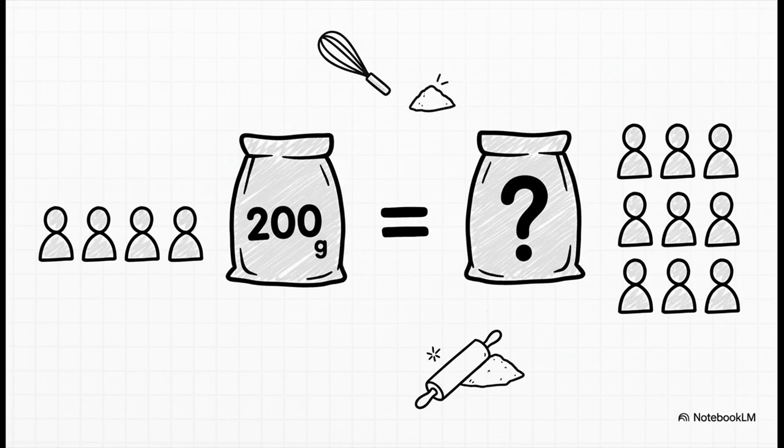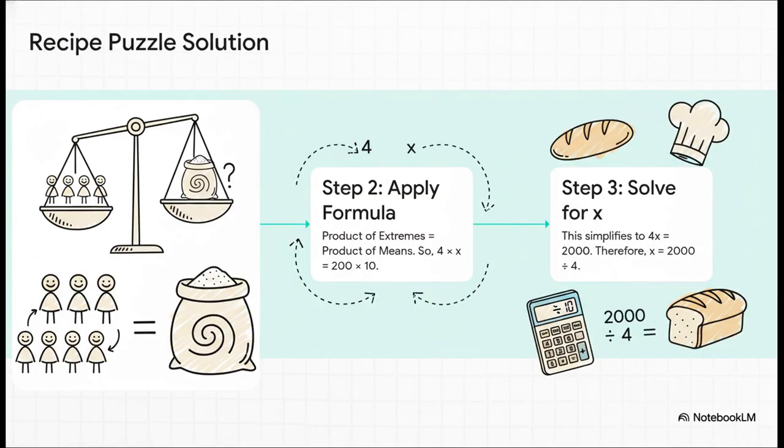Here's our recipe puzzle. If a recipe for 4 people needs 200 grams of flour, how much flour do we need for 10 people? This is a perfect job for our proportion formula. So here's how we set it up. We know the ratio of people to flour has to be equal. So 4 is to 200 as 10 is to what? We'll call that unknown amount x.